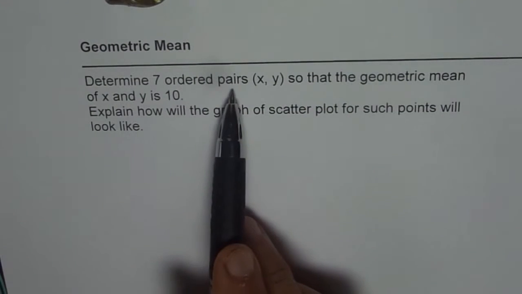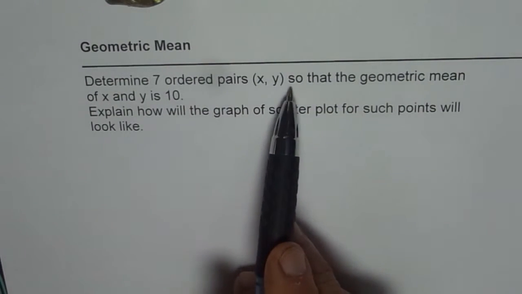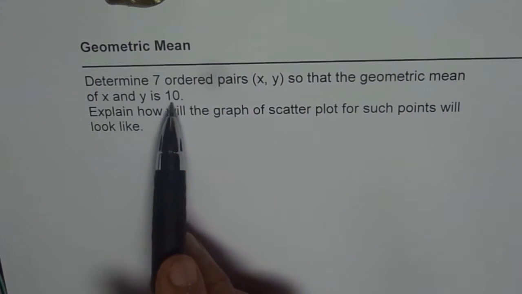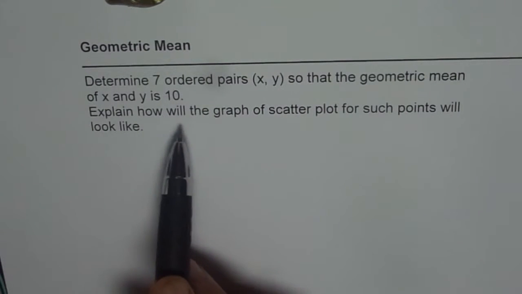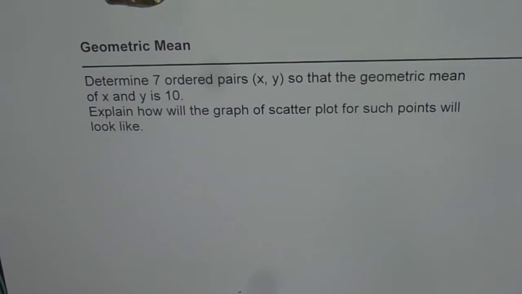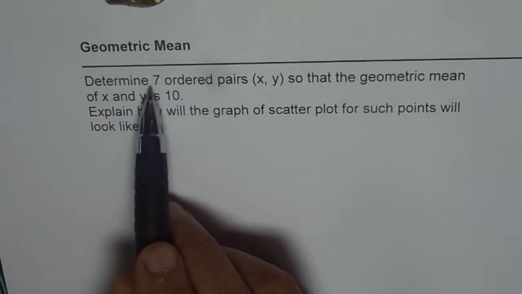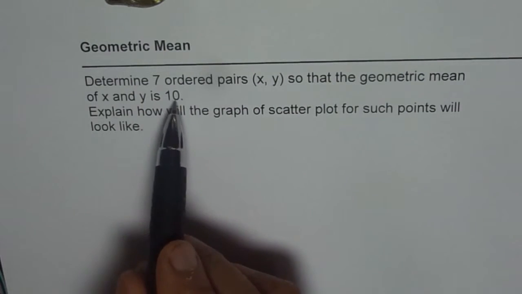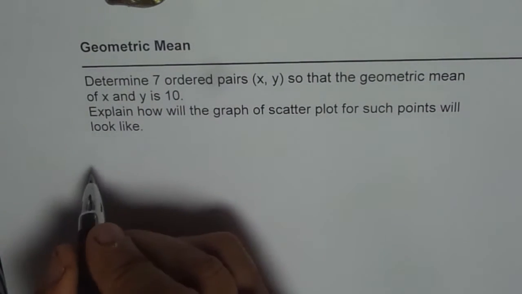Here is an interesting question on geometric mean. Determine 7 ordered pairs x, y so that the geometric mean of x and y is 10. Explain how the graph of the scatter plot for such points will look. Now, the first part is we need to find 7 ordered pairs so that the geometric mean of x and y is 10. Now, geometric mean means what?